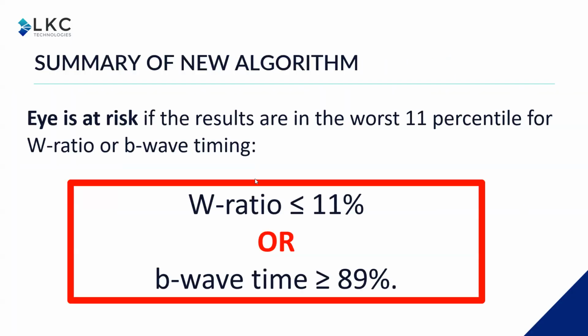To summarize, an eye is at risk if results are in the worst 11 percentile for W ratio or B wave timing. If you have any questions connected to this, please do not hesitate to contact Ulrike or me to answer your questions.